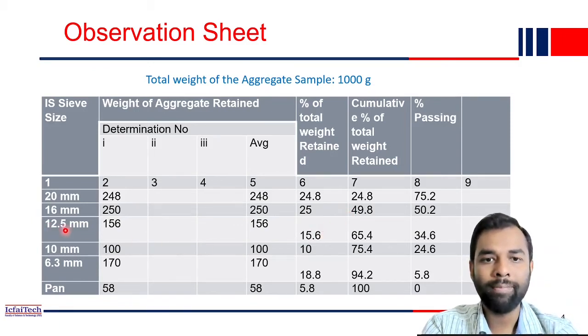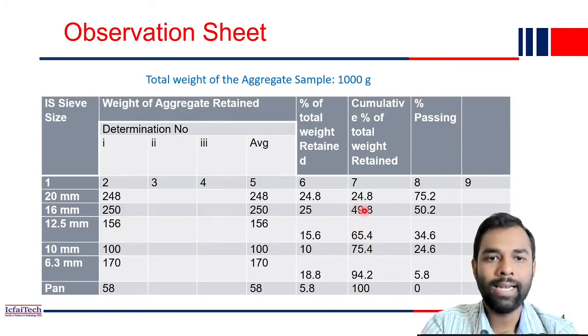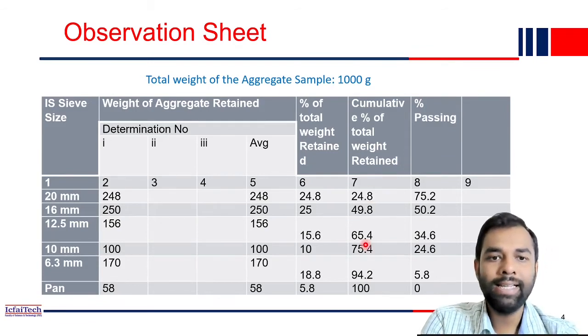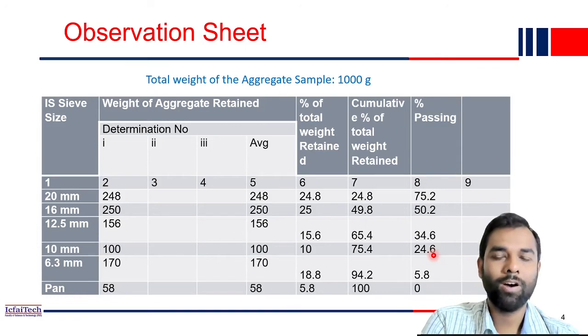Similarly, for the 12.5 sieve, the total cumulative retained will be 49.8 plus 15.6, so the total comes out to be 65.4. Like that we have to find out the cumulative one. This one will be 65.4 plus 10, which is nothing but 75.4. Like that we have to find out how much is cumulatively retained on each sieve. At the last, all are retained, right? This is 100%. And this column is the percentage passing of each sieve.